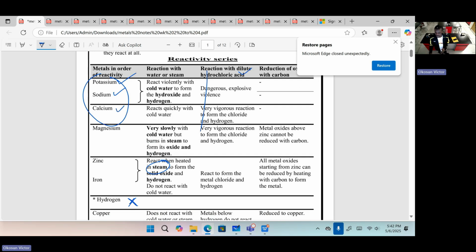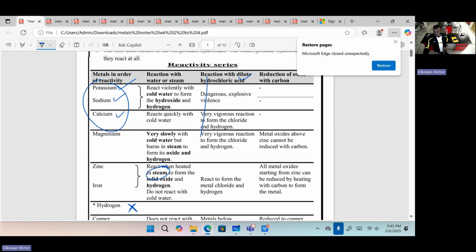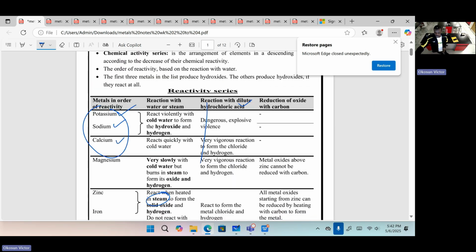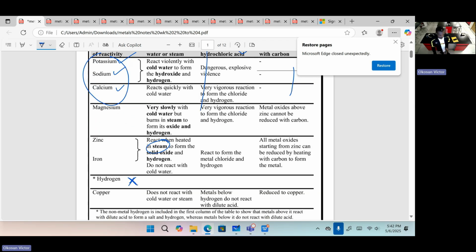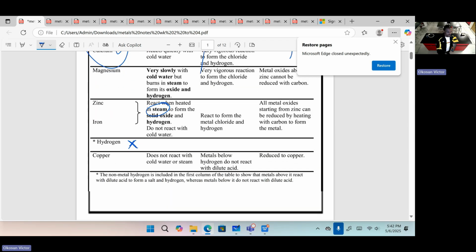Now, reaction with oxygen. Anytime a metal reacts with oxygen, it forms a metal oxide. So it's very important you can represent this with an equation. Now, metal below hydrogen.